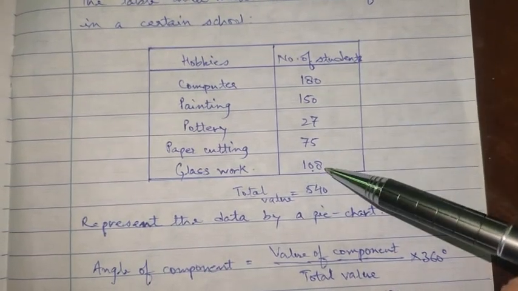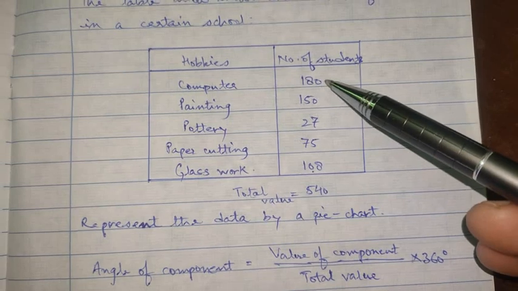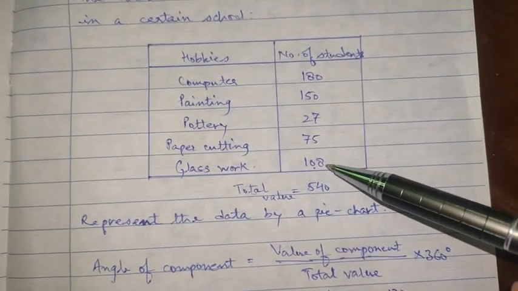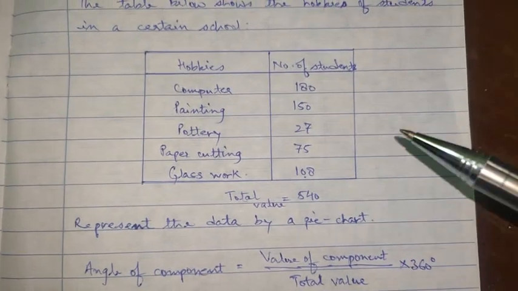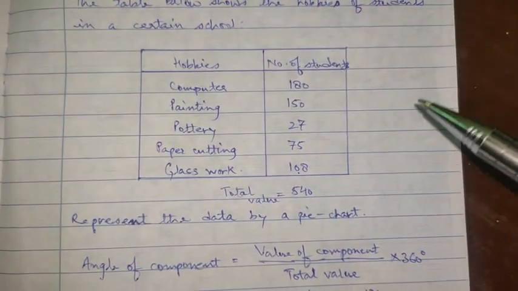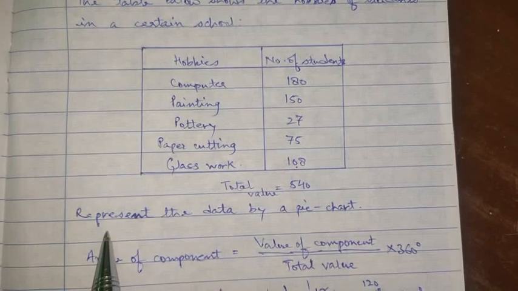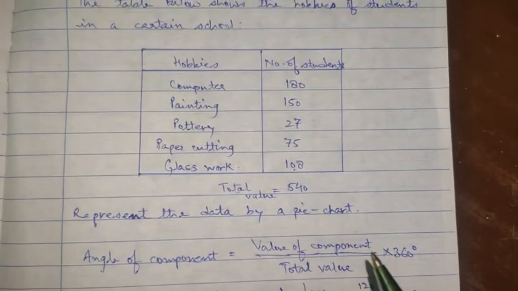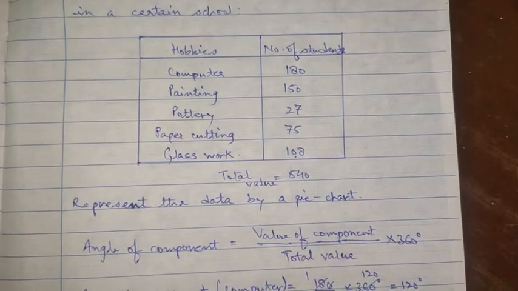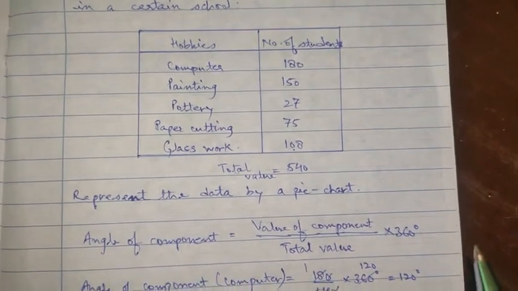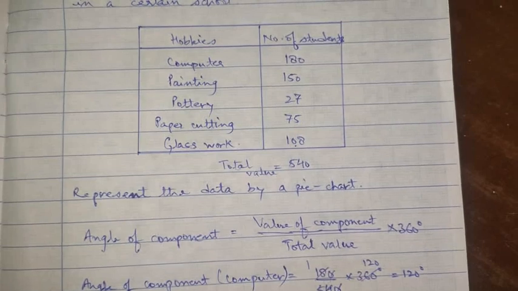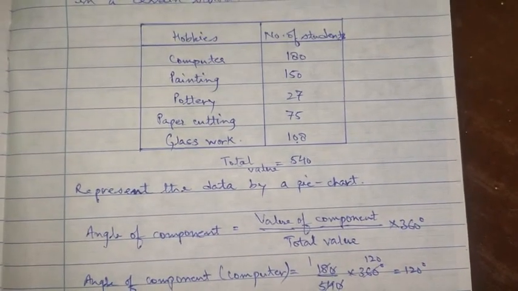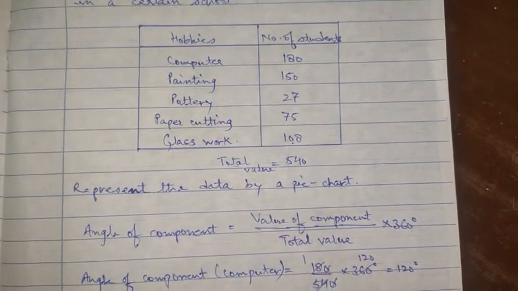So the total number of students is 540. If you add all the values, 180 plus 150 plus 27 plus 75 plus 108, there are 540 students. We have to represent the data mentioned in the question by a pie chart. For drawing a pie chart, we have to find out the angles of the sectors that are formed inside a circle.